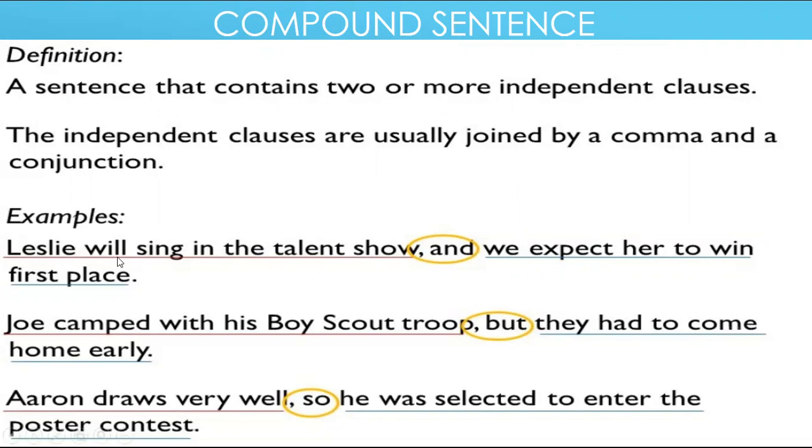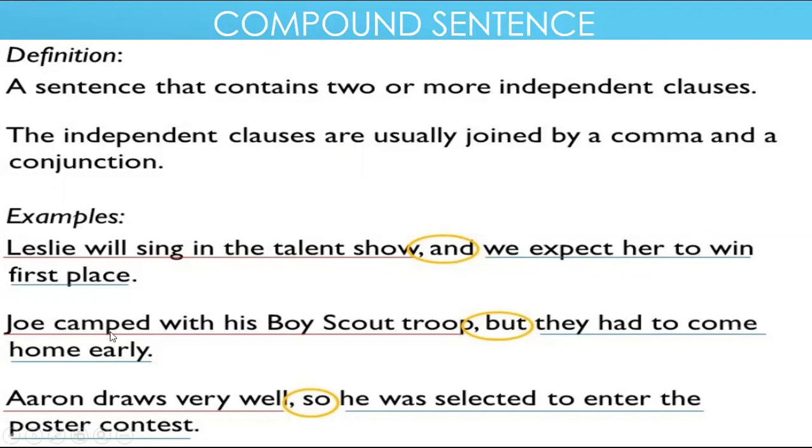Example: Leslie will sing in the talent show. Okay, fine, it's an independent clause, but we are adding one more word with that. That's a connector. "And" is your connector here. And we are saying, we expect her to win first place. This is what we are suggesting to the girl. Because of this connector, it's called a compound sentence.